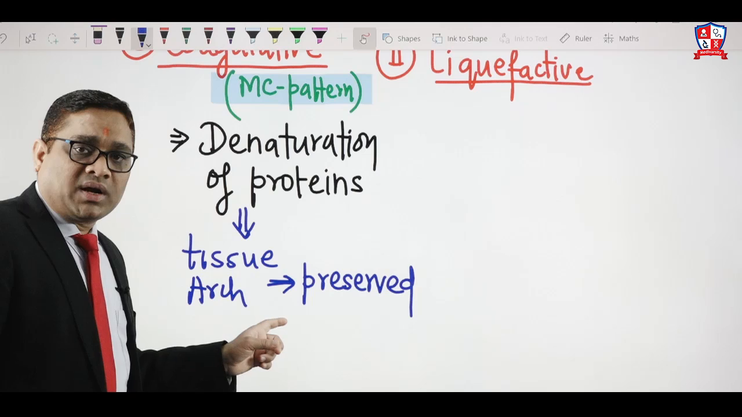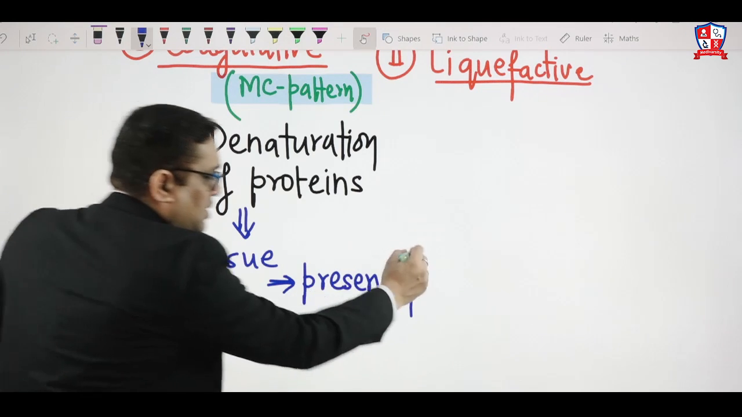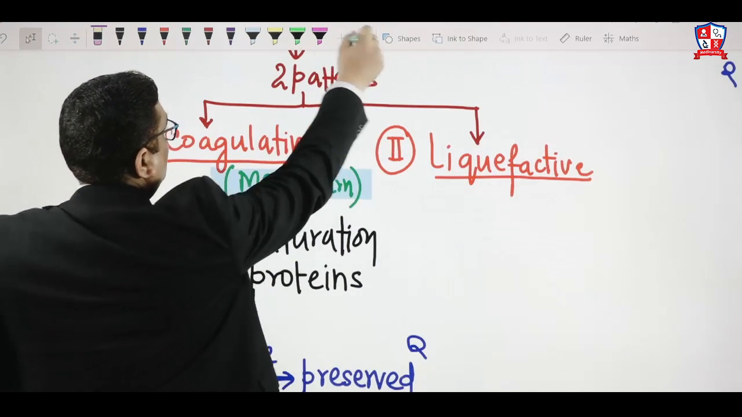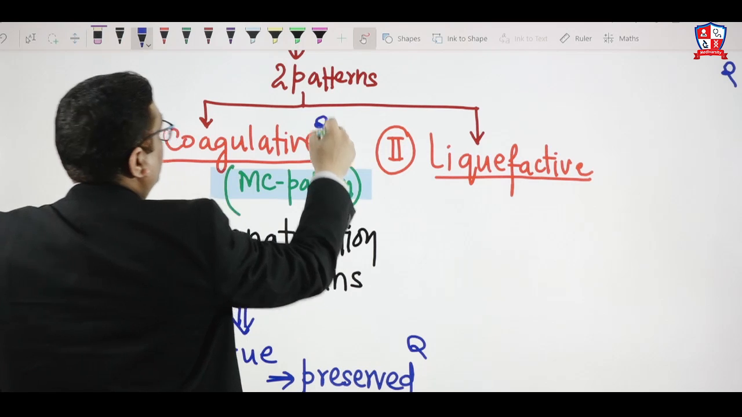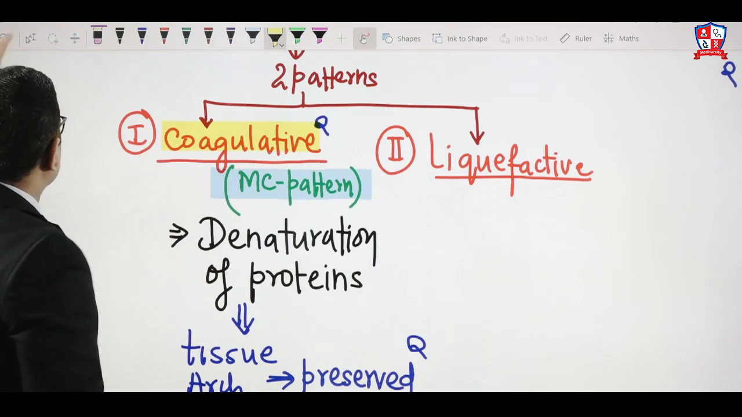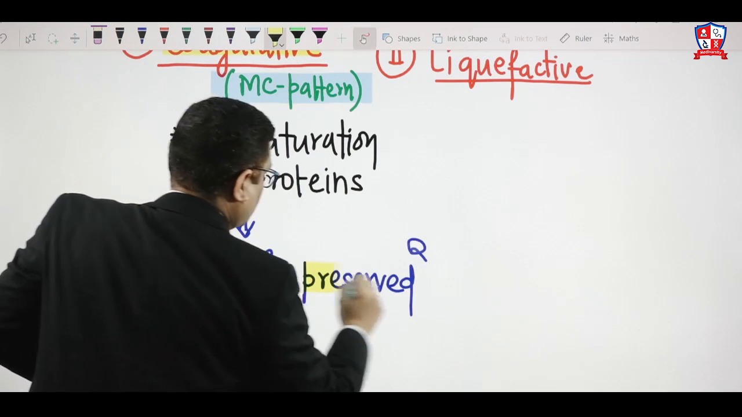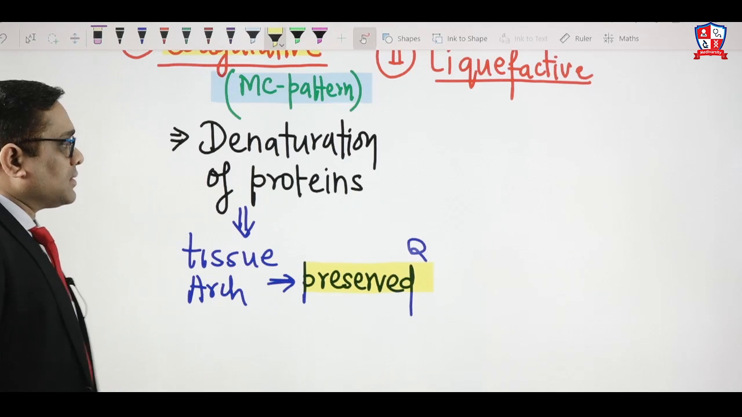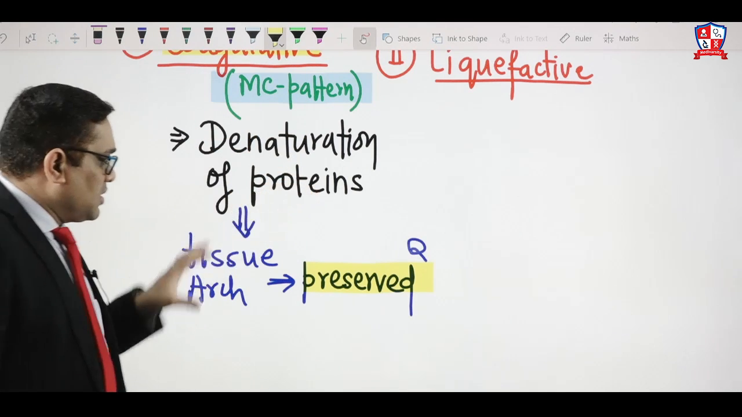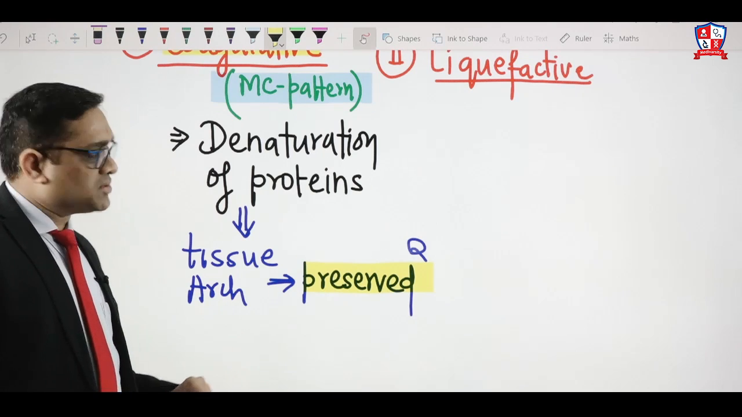This was a question in the All India exam 2015: tissue architecture is preserved in which pattern of necrosis? Tissue architecture is preserved in coagulative necrosis. So keep that in mind. In coagulative necrosis, denaturation of protein is the pattern where tissue architecture is preserved, and that is why it is called coagulative necrosis.